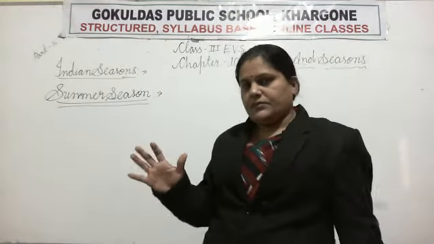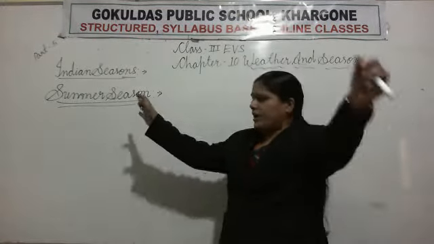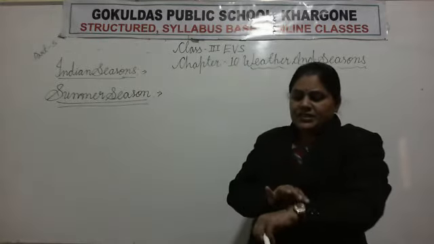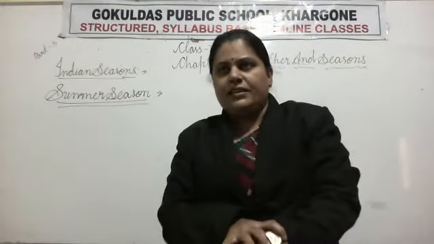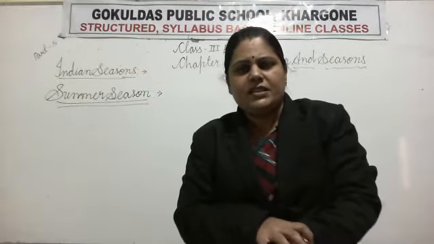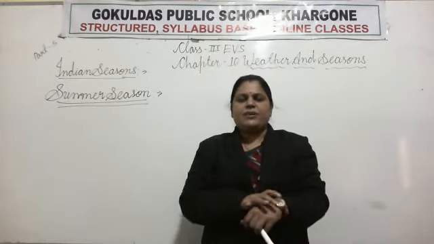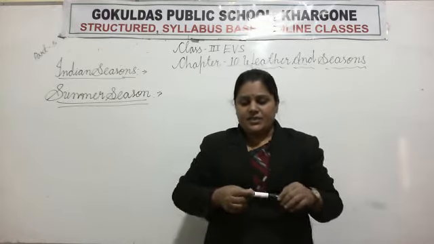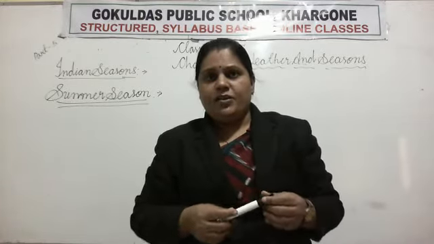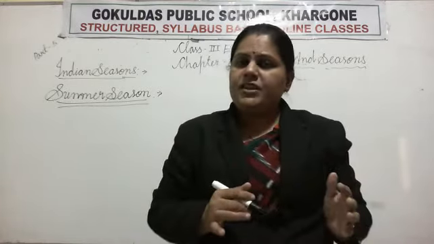So about the summer season, I told you that during summer season, what is the duration of the summer season? From March to June. These months are the summer season, right? And what kind of weather is there during summer season? So the day and nights are very hot, and sun shines very brightly. Sun rays comes directly to the earth.